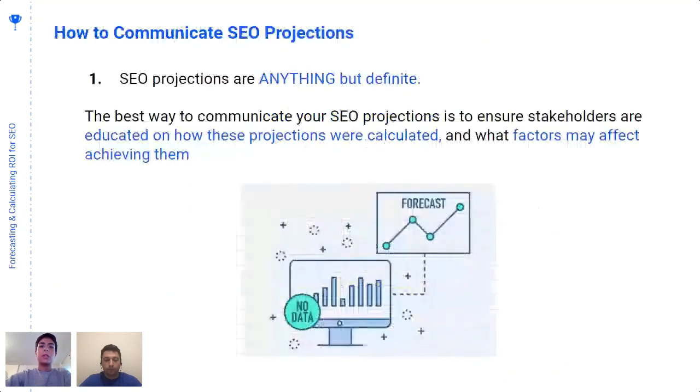So how are we going to communicate these SEO projections? It's important that when we are communicating them, we highlight that these numbers are not definite. And the best way to communicate your SEO projections is to make sure that everyone involved, your clients, is educated on how we came up with these projections, how they're calculated, and what factors can get in the way of you achieving them.